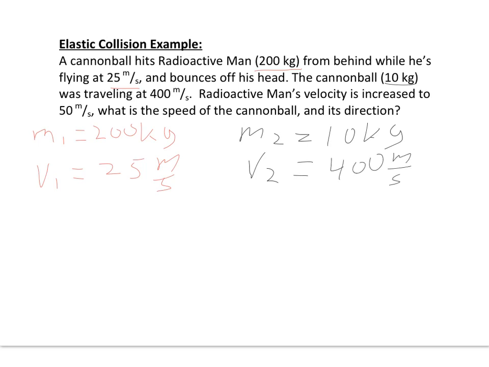Okay, and again, we'll figure out direction here in just a second. It says radioactive man's velocity is increased to 50 meters per second. There's nothing to indicate a direction change here. So my V1 prime is going to be this 50 meters per second, from 25 to 50 meters per second. And it says, what is the speed of the cannonball and its direction?